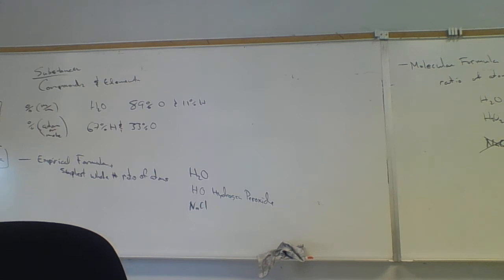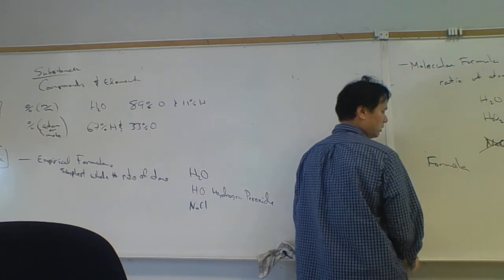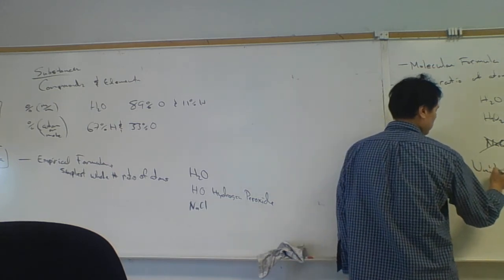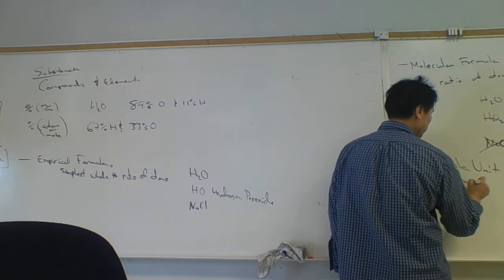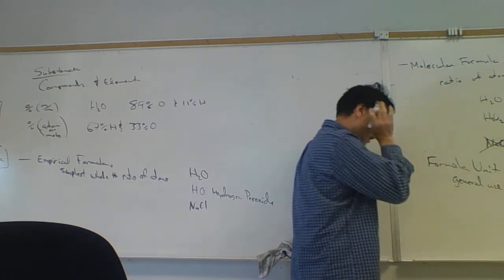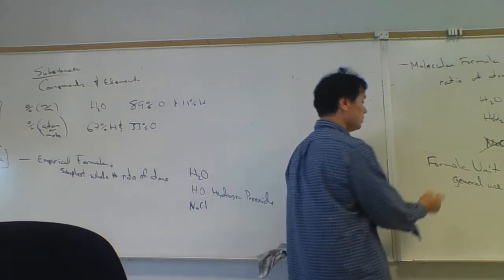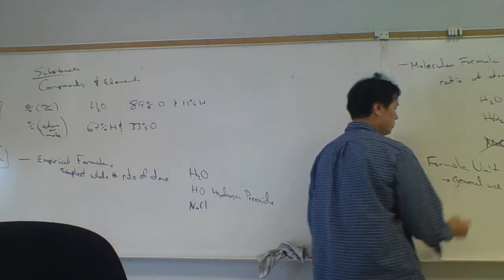And so let's take a look at one more. We have something called the formula unit. The formula unit is just a general term for the formula. When you see formula unit, we can't tell if it's molecular or empirical. It's a general use term for both. In order to determine if it's empirical or molecular, we need a little bit more information.